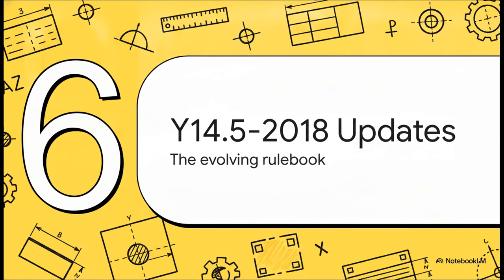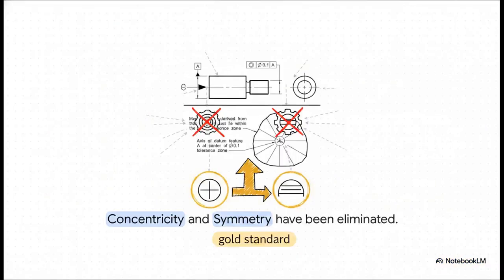Finally, let's look at Section 6, Y14.5 2018 Standard Updates. If you've been working with older standards, you'll know this is a massive shift. In the 2018 update to ASME Y14.5, concentricity and symmetry were entirely eliminated, just gone. Why? Because they lacked reliable measurement repeatability on CMMs and caused endless confusion on the shop floor.